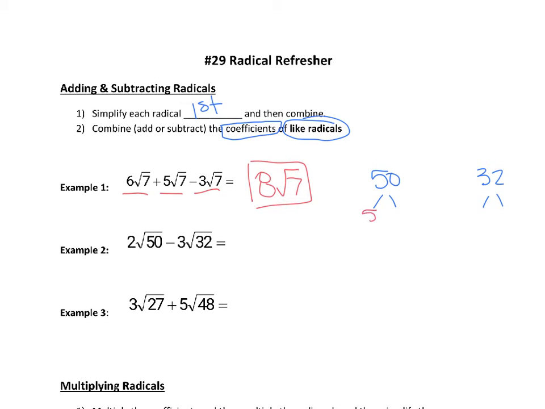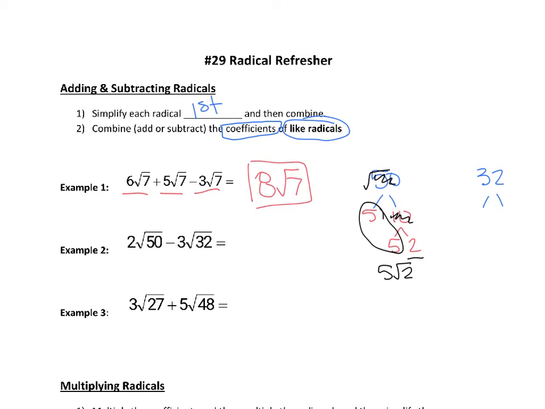50, I got 5 times 10. 10 breaks down to 5 times 2. Squiggle out what I broke down, so squiggle you out. Finding pairs and what's left over. Pair of 5s and a 2's left over. So, square root of 50 basically breaks down to 5 square root of 2.